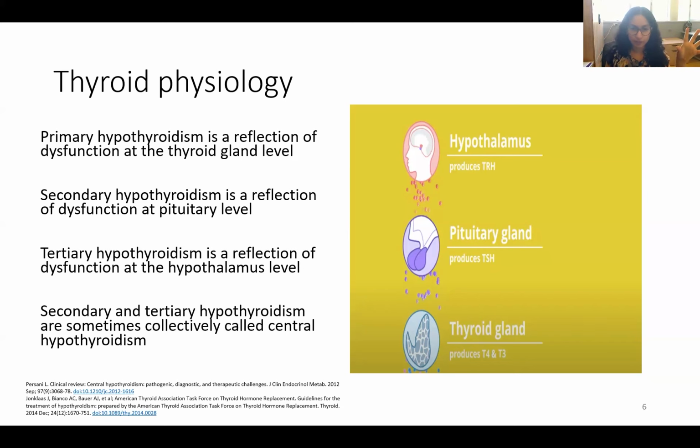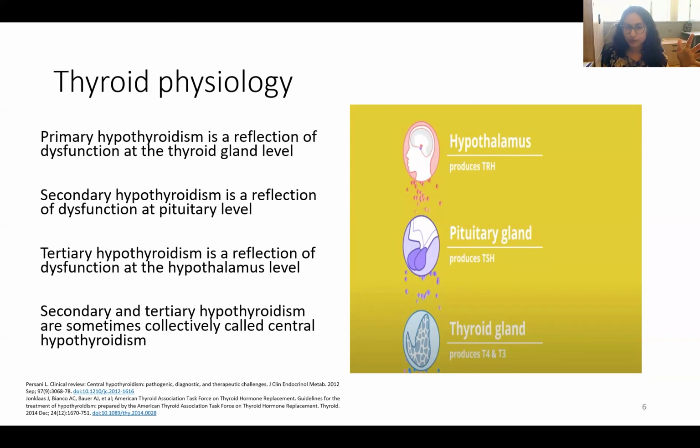In terms of terminology, primary hypothyroidism, which is the topic of today's talk and what we're going to focus on, reflects a dysfunction at the level of the thyroid gland. This is by far the most common form of hypothyroidism that we see clinically. We can also have dysfunction of the anterior pituitary gland, called secondary hypothyroidism, or at the level of the hypothalamus, which is called tertiary hypothyroidism.